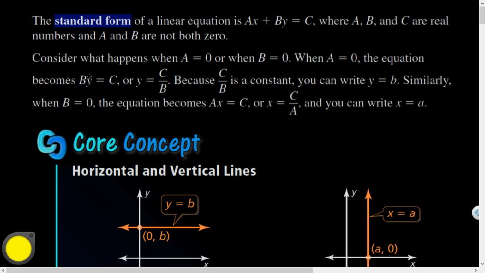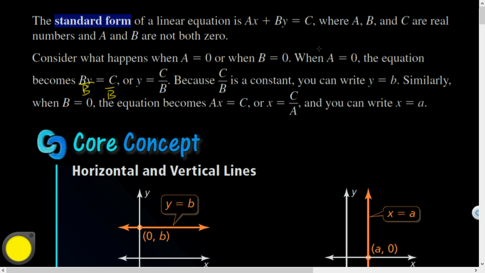When a equals 0, the equation becomes by equals c, or y equals c over b if I divide both sides by b. So y equals a number is what I would get. And because c over b is a constant, you can just write this as y equals some number.